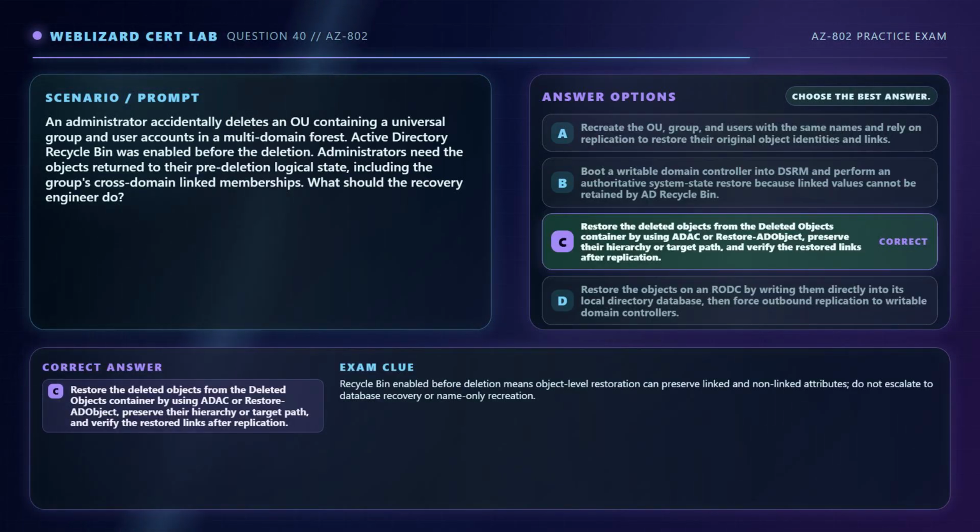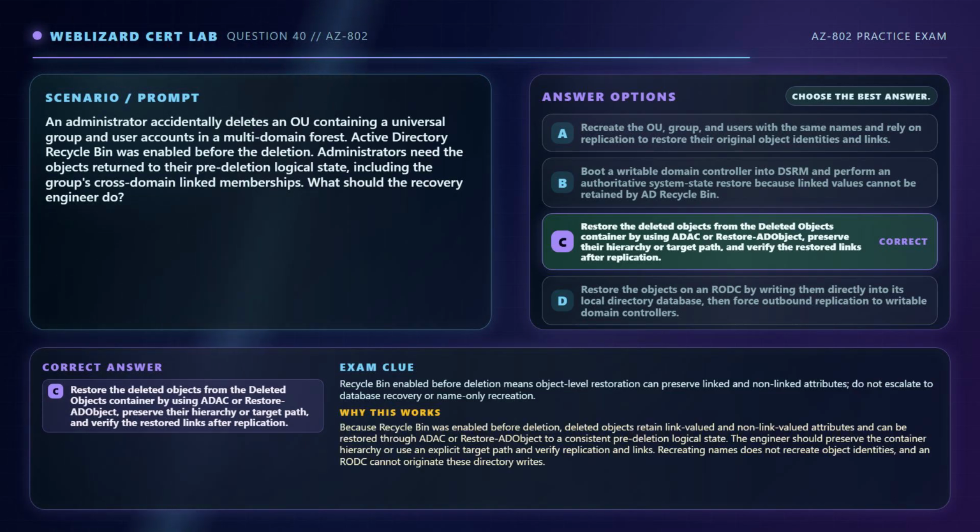The correct answer is C. Restore the deleted objects from the deleted objects container by using ADAC or Restore-ADObject. Preserve their hierarchy or target path, and verify the restored links after replication. Because Recycle Bin was enabled before deletion, deleted objects retain link-valued and non-link-valued attributes and can be restored through ADAC or Restore-ADObject to a consistent pre-deletion logical state.